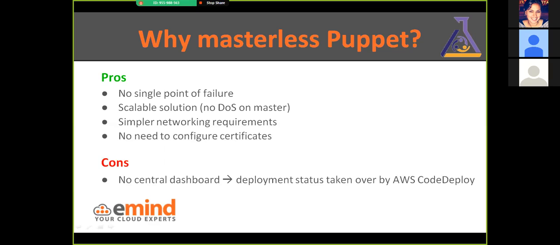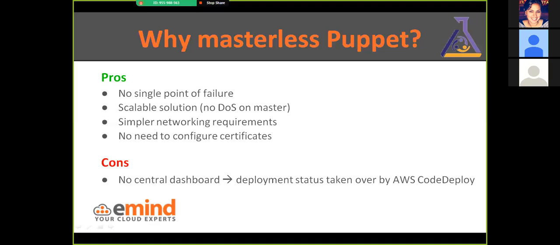This eliminates all the drawbacks of the Puppet master, so no single point of failure. It's a very scalable solution, so there's no denial of service on the master by a cluster that's scaling up or down. There are simpler network requirements, and there's no need to configure certificates. For those of you who know Puppet master, it was designed more for bare metal or real server scenarios, so you need to sign the certificates. This becomes irrelevant when you work in the cloud.